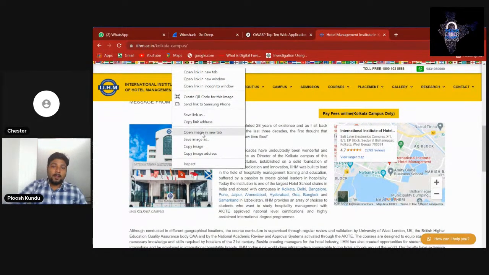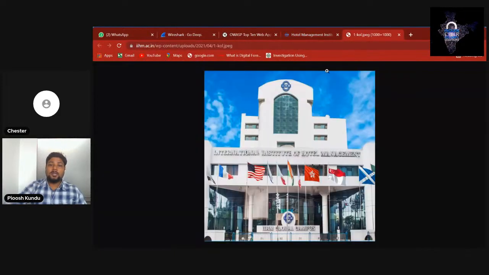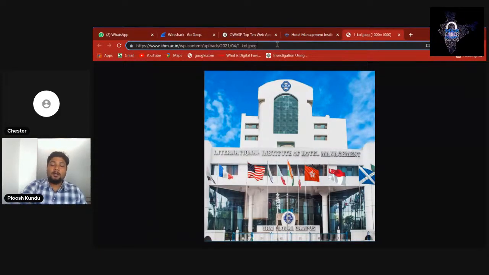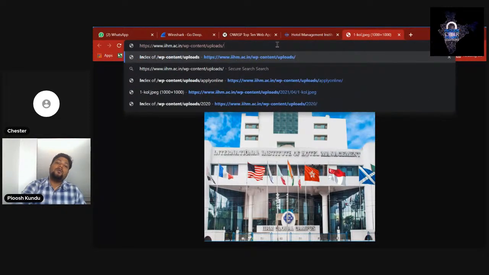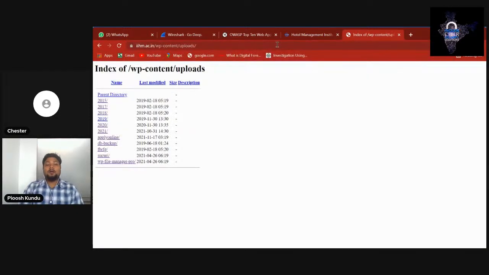If I right click on this picture and open it in a new tab, we just have to modify that URL a little bit. We have to delete the URL up to uploads, or if you find any images, up to images, and just press enter. You will see the list of folders coming in front of us.